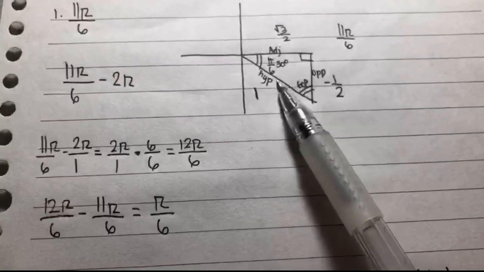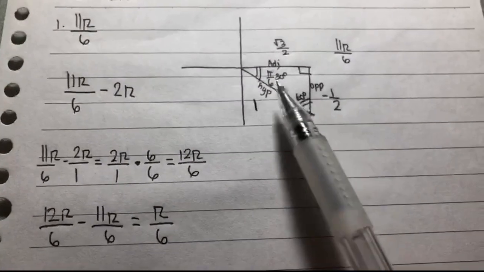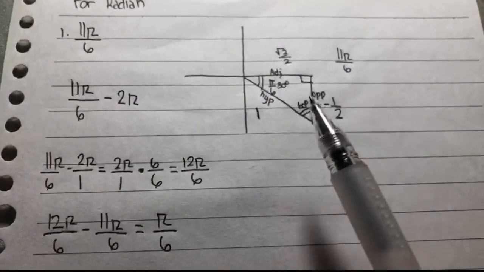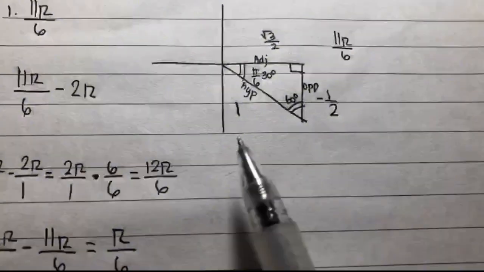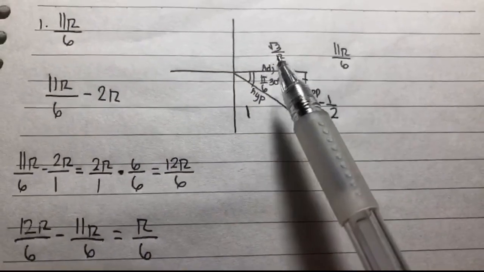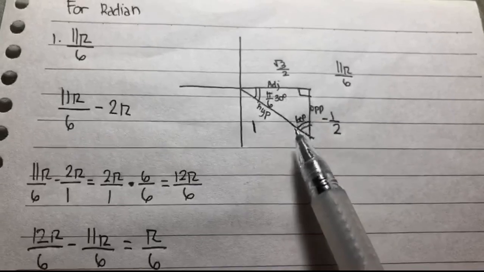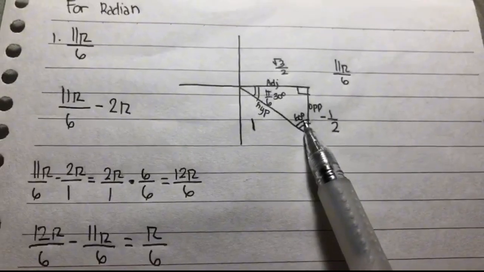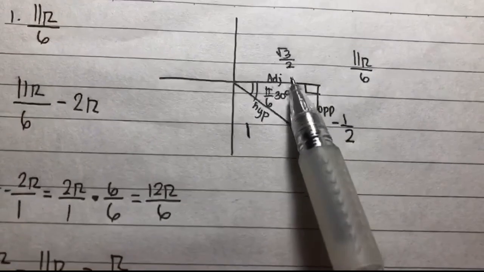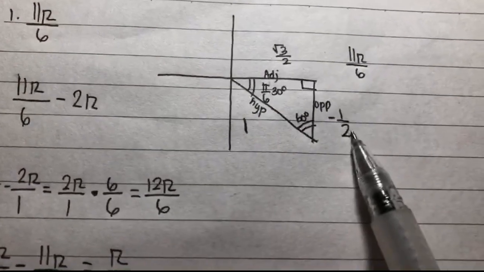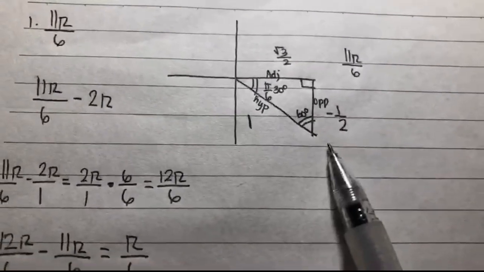Kapag i-convert natin yung pi over 6, ang magiging value niya sa degree is 30 degrees. So, yeah. Reference angle natin ngayon is pi over 6. Ngayon, hanapin naman natin yung value ng adjacent, opposite, and hypotenuse. Yung hypotenuse is always 1. Tapos, sa adjacent naman, ang magiging value natin is square root of 3 over 2. Kasi, opposite siya ng 60 degrees. Kasi may technique tayo kapag 60 degrees, ang opposite niya is square root of 3 over 2. Kapag naman yung 30 degrees, ang opposite niya is negative 1 over 2. Bakit negative? Kasi nandito siya sa quadrant 4.